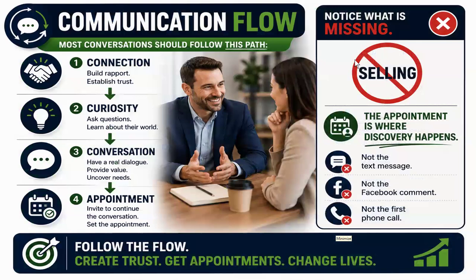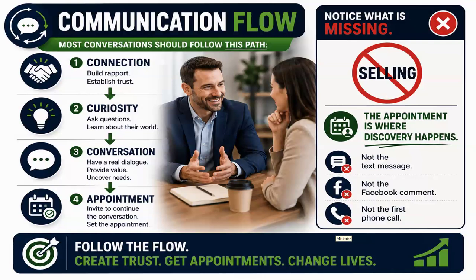So the communication flow, this is what you need. Most conversations should follow this path. It's opening, continuing, and directing a conversation. Connection: you've got to build rapport and establish trust. If it's already done by some of the things that we've sent out, some of the things you have online, that's great. The connection is going to lead to curiosity. Curiosity is asking questions, learning about their world. They do not care about you and your business and all the great things that you have to offer until they actually feel like you understand them. 70% of this communication should be them talking, you asking questions.